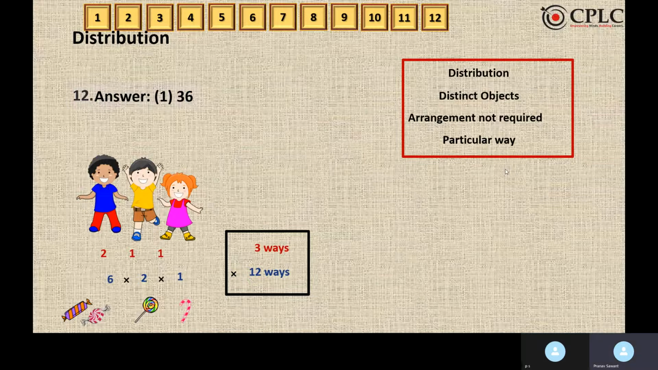Just focus on the things given inside the box.